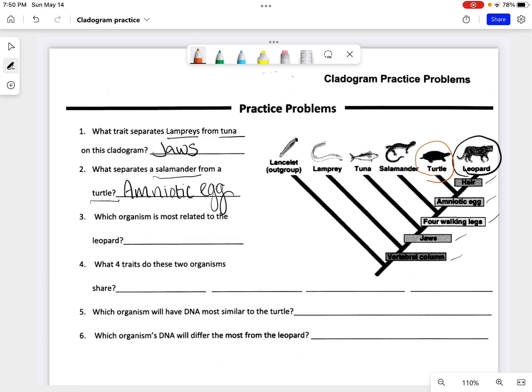Okay, so then I'm going to change my color here for a second, and we're going to look at the next organism. I'm going to focus my attention on the turtle. What traits does the turtle have? Well, I followed the line down, and he has an amniotic egg, 4 walking legs, jaws, and a vertebral column. He does not have hair. So he shares 1, 2, 3, 4 traits with the leopard.